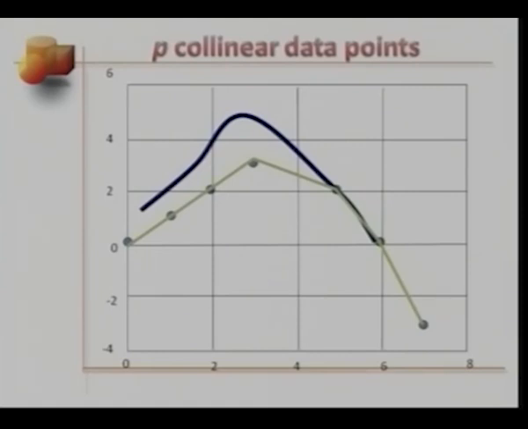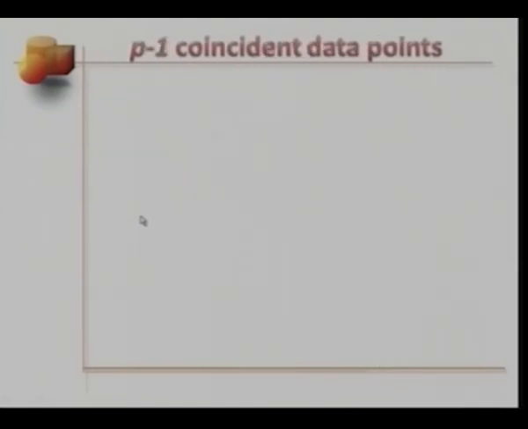This is our new control polyline now, and this one would be the new B-spline curve. You would realize that a part of it forms a straight segment. This is because the convex hull defined by these 4 points degenerates into a straight line. Now, the second case, where p minus 1 data points or design points are coincident, that is, they are the same.